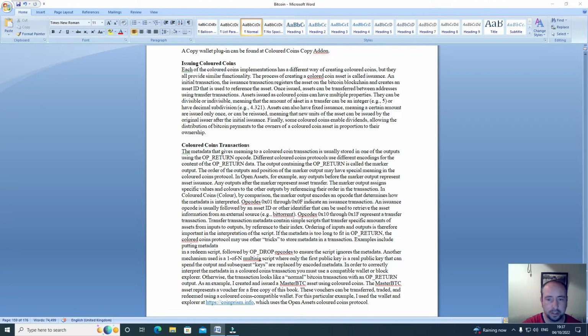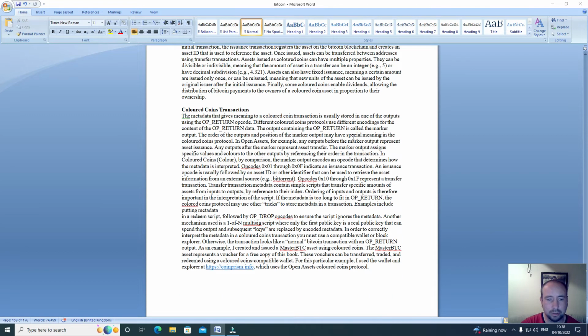Assets issued as colored coins can have multiple properties. They can be divisible or indivisible, meaning that the amount of asset in a transfer can be an integer, e.g. 5, or have a decimal subdivision, e.g. 4.321. Assets can also have fixed issuance, meaning a certain amount are issued only once, or can be reissued, meaning that new units of the asset can be issued by the original issuer after the initial issuance. Finally, some colored coins enable dividends, allowing the distribution of Bitcoin payments to the owners of a colored coin asset in proportion to their ownership.